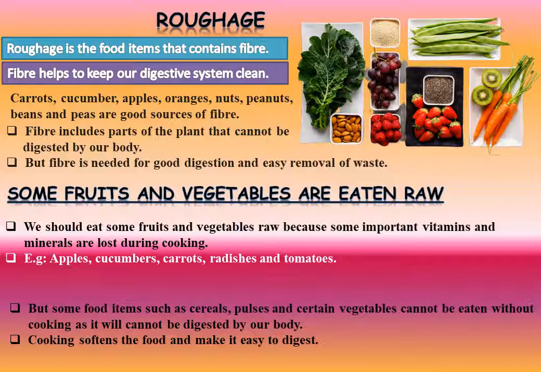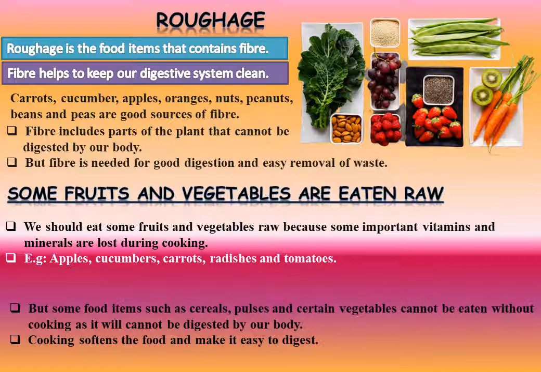Carrots, cucumber, apples, oranges, nuts, peanuts, beans and peas are all good sources of fiber. What does fiber include? It includes parts of the plant that cannot be digested by our body. Then, how is it important? That's the next statement. Fiber is needed for good digestion and easy removal of waste. When we excrete, the excretion process will be smooth if you add more fiber content in our food.